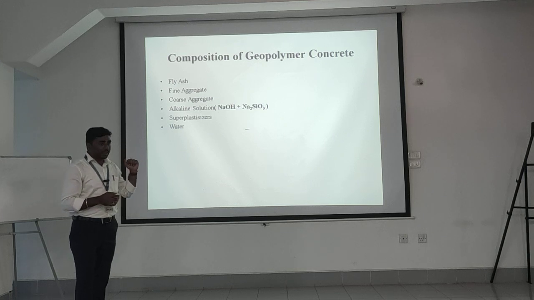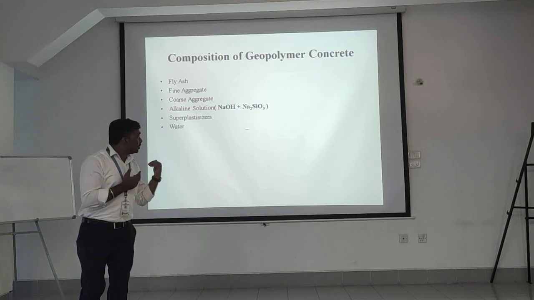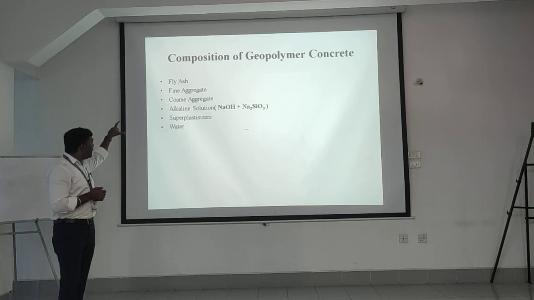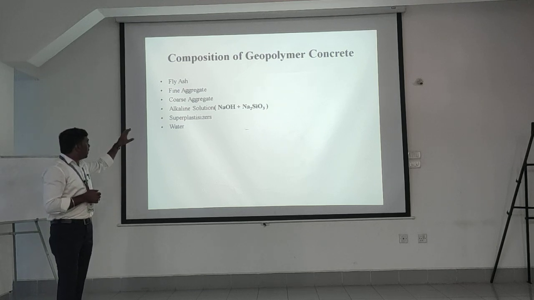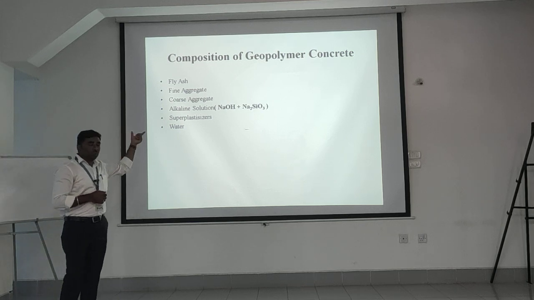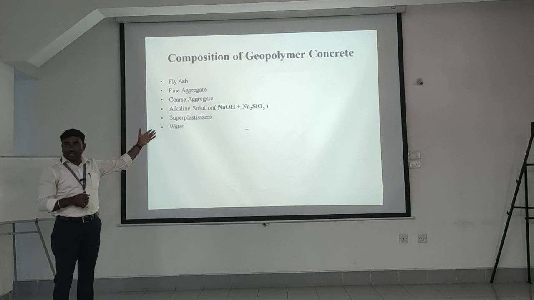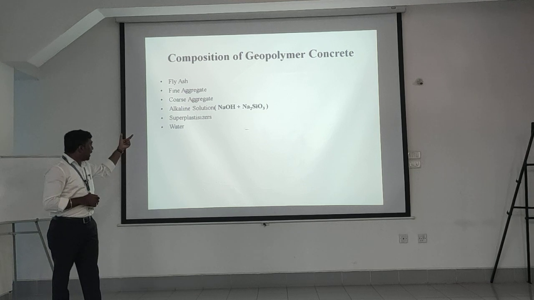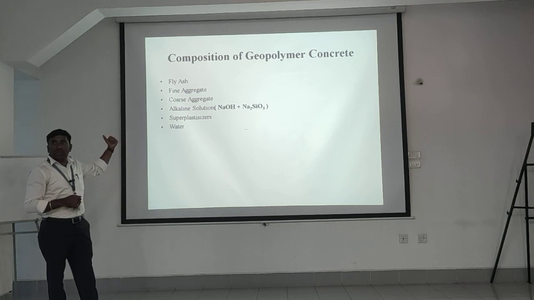So here, now we go through the composition of geopolymer concrete. The ingredients are fly ash, fine aggregate, and coarse aggregate. Here alkaline solution. In this case we are using sodium hydroxide, that is NaOH, and sodium silicate, that is Na2SiO3, and here it is superplasticizers as well as water.